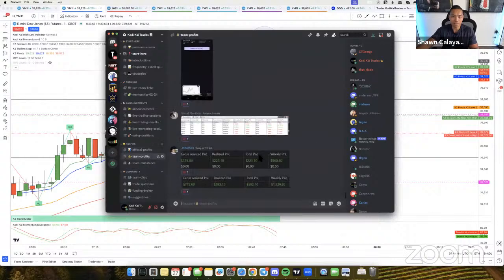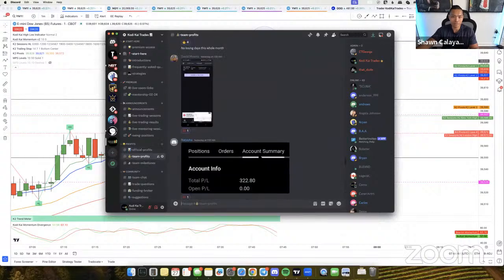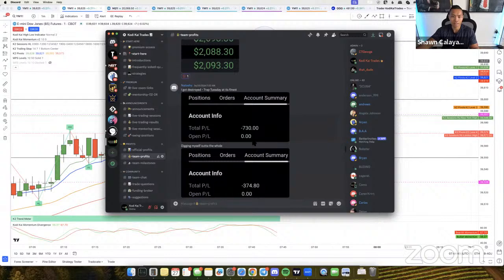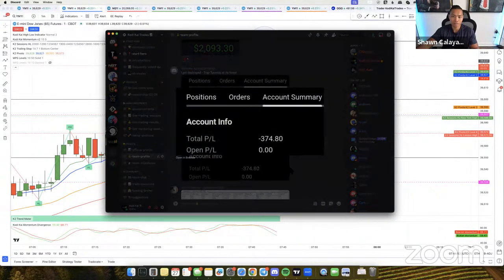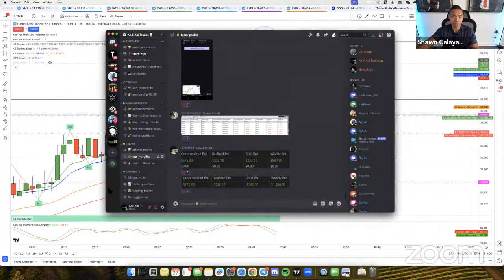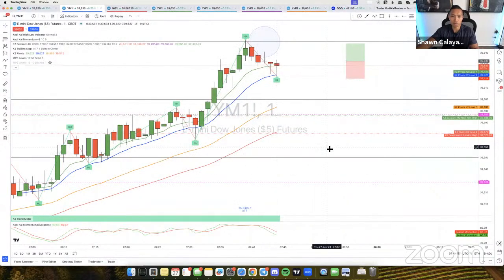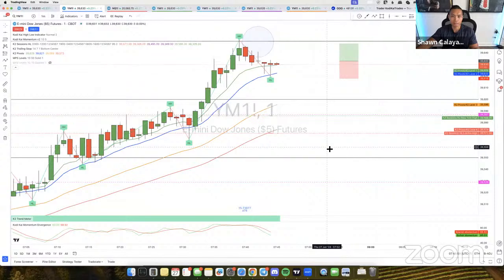We ate up those fees. It was crazy. Like Natasha, I think that was the first time I've seen Natasha with some reds. She was down negative 730, negative 300. But it's all good. Like I said, it happens, guys. There's going to be days like that where you just get torn up and you just have to bounce back from it.